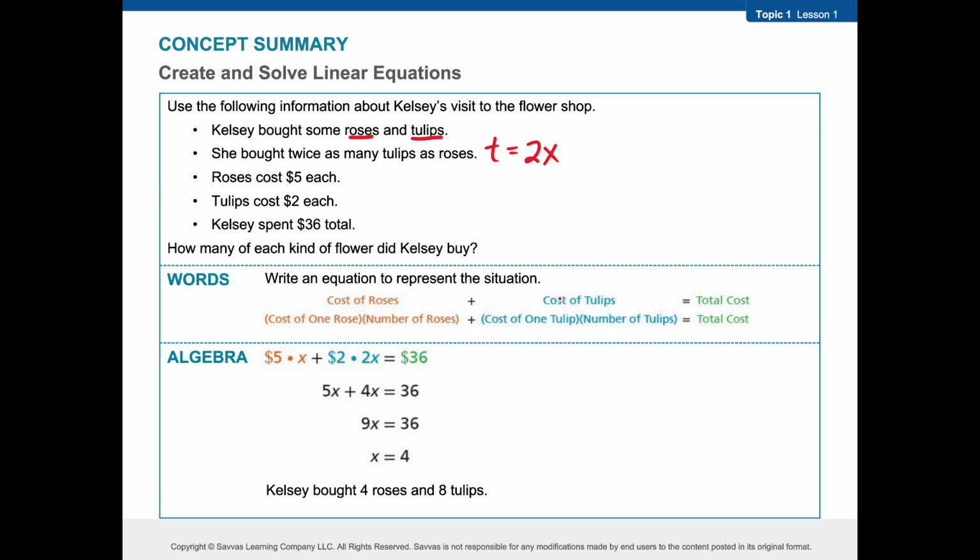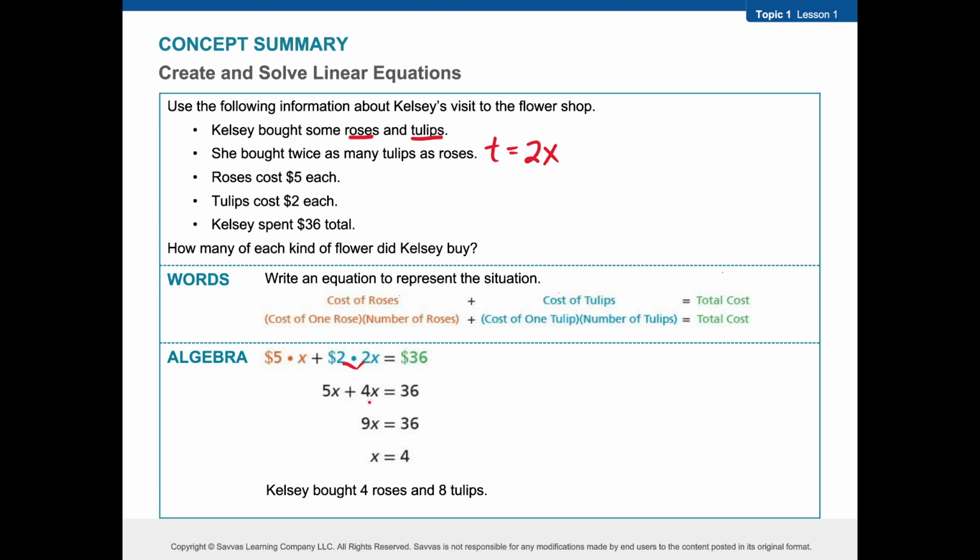So the cost of roses plus the cost of tulips equals the total cost. We know nothing about how many roses she bought, but we know that they're $5 each. So the cost of one rose, $5, times the number of roses, our variable, so 5x. Cost of tulips, the cost of one tulip is $2. They are twice as much as the roses, so 2 times 2x equals 36. 5x and 4x.